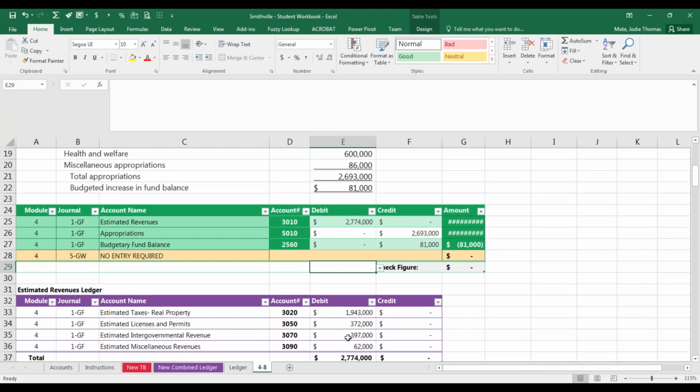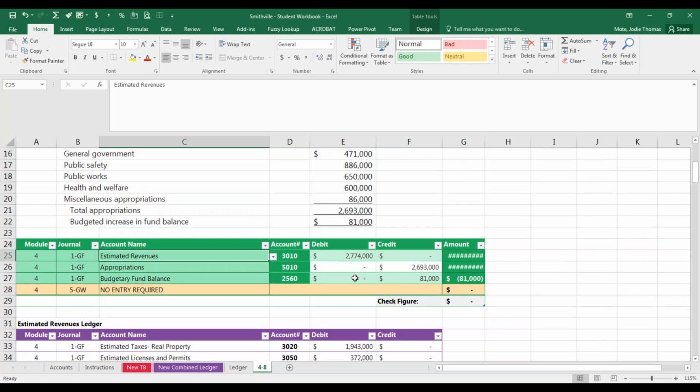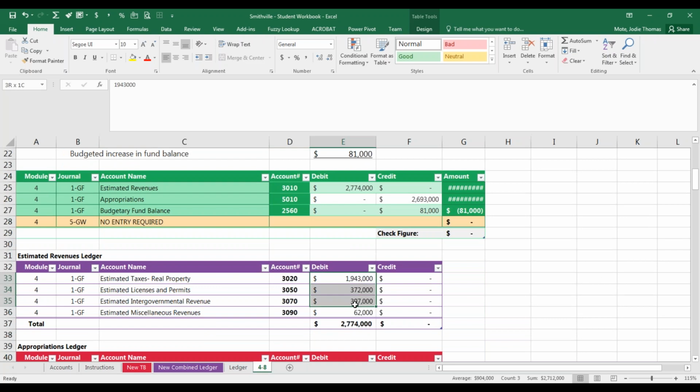On this first problem only, I'm going to show you the whole concept of the subsidiary ledger that you will see in your Smithville application. Whenever you select this estimated revenues account, almost a new screen is going to pop up, which is where you're going to make your detailed entries for what items are making up this number of 2.774 million. And so here you can see it's all debits because you're just making an entry to this master account here, this master total.